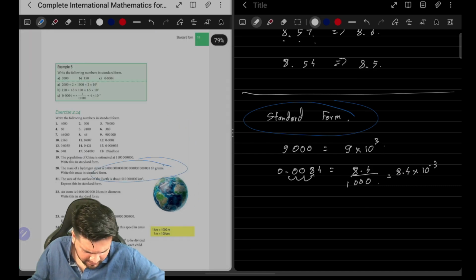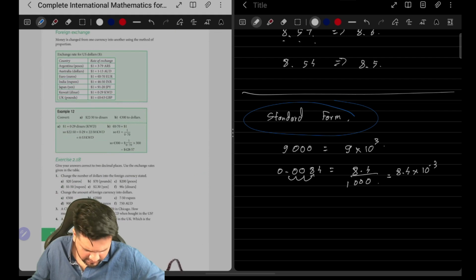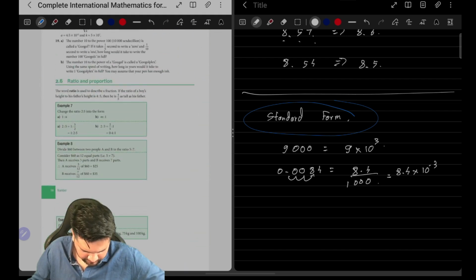Did I miss indices? One second, I think it's later on, I guess. That's okay, whenever it will come we'll see.